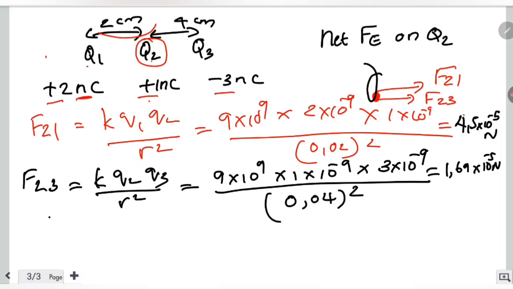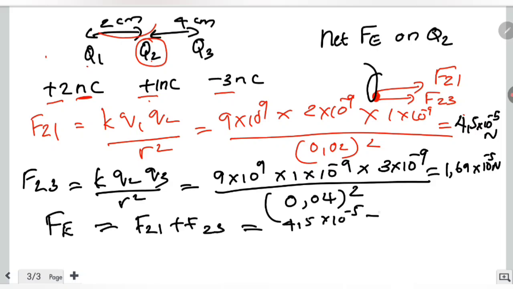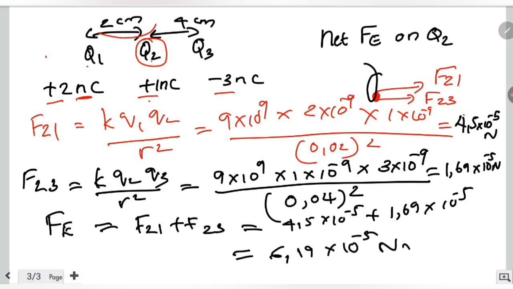So the net force, the total electrostatic force acting on Q2, since they are both to the right, we add them, F21 plus F23, and that will give you the answer, that is 4.5 times 10 to the power of minus 5 plus 1.69 times 10 to the power of minus 5, and that answer is 6.19 times 10 to the power of minus 5 newtons. Okay, and so this is the magnitude.